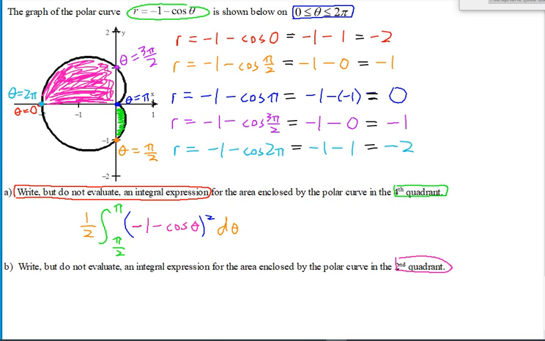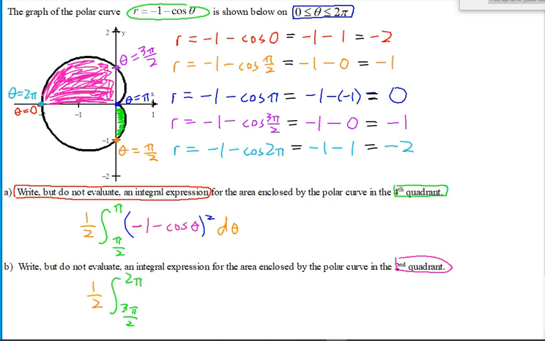So now we can see, since we want the area of the second quadrant here, it started at theta equals 3 pi over 2 and ended at theta equals 2 pi. So those will be our starting and stopping angles. So again, we just have to write but not evaluate it. So it'd be 1/2 again out in front, integral from the starting angle, 3 pi over 2, the stopping angle is 2 pi.